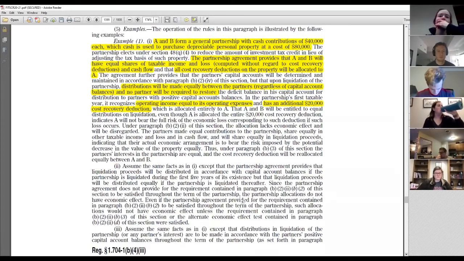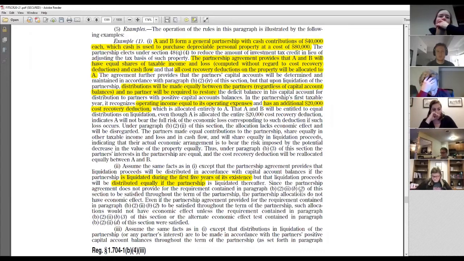2 just says, okay, well, we're going to liquidate according to capital account balances, but only if the partnership is liquidated during the first 5 years. And then on liquidation, anything will be distributed equally. Well, that also fails both tests. It fails prong 2 of both tests because it has to be for the full term. Liquidation via capital accounts has to happen throughout the partnership term, and so this fails that. And again, you'd reallocate under PIP.